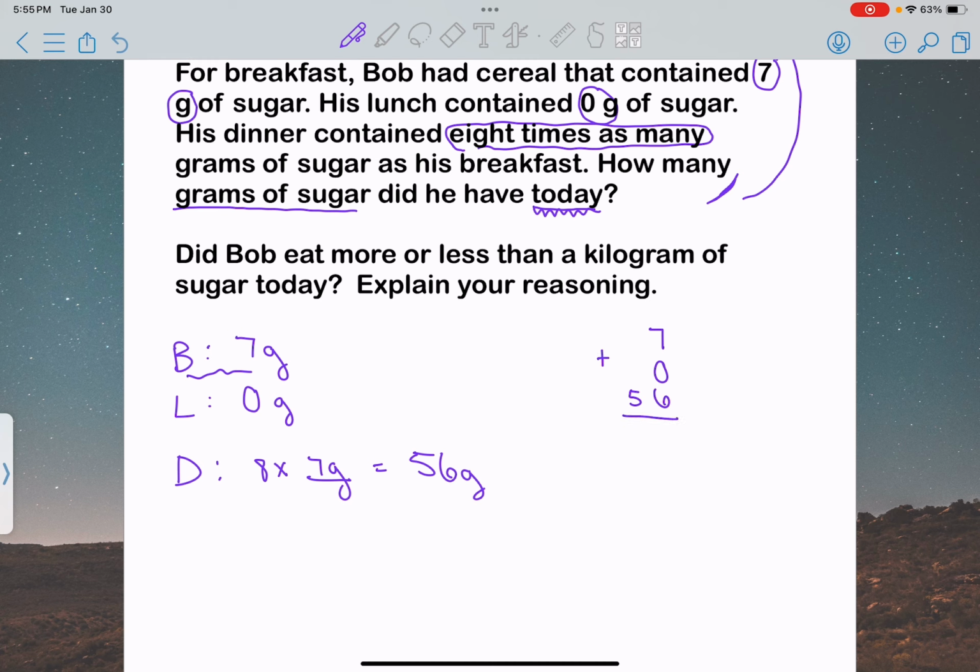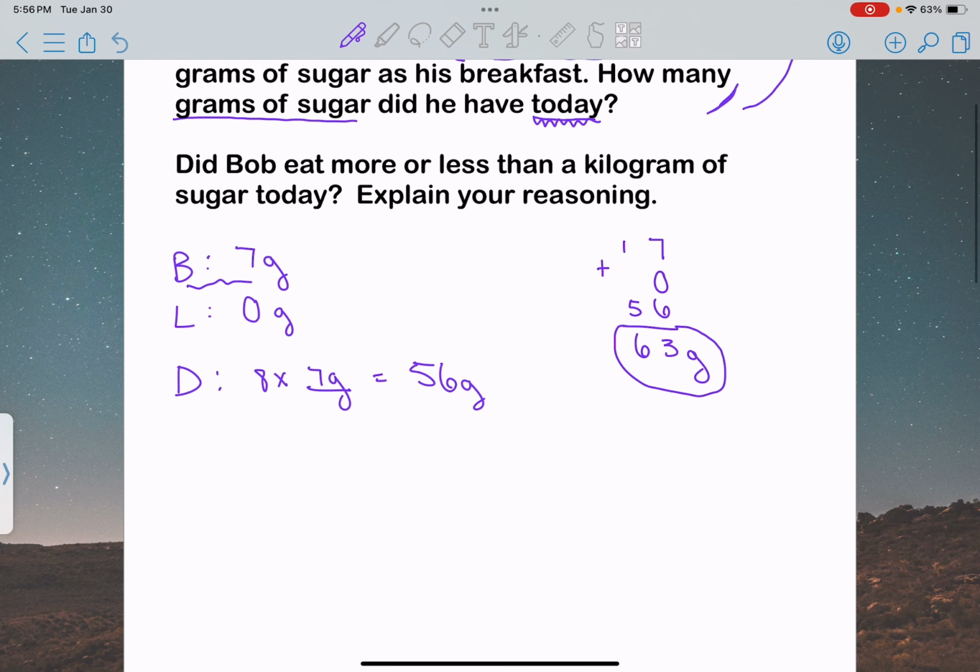And do you notice how I lined up my 1s and then I lined up my 10s? These two don't have 10s, but I put the 5 in the 10s column. If I don't do that, I won't get the right answer. Okay, 7 plus 0 is still 7. 7 plus 6 is 13. And then I'm putting my 3 in the 1s column and my 1 with the 10s because it's a 10 and it goes in the 10s column. 1 plus 5 equals 6. So 63 grams is the total of what he had today for sugar. So that answers my first question.